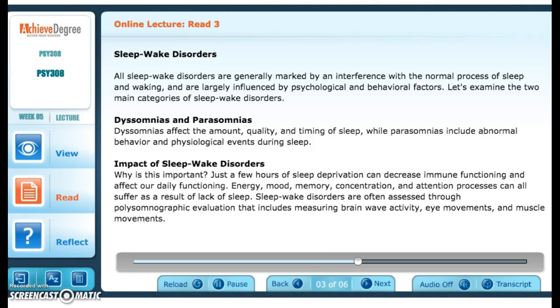Why is this important? Just a few hours of sleep deprivation can decrease immune functioning and affect our daily functioning. Energy, mood, memory, concentration, and attention processes can all suffer as a result of lack of sleep. Sleep-wake disorders are often assessed through polysomnographic evaluation that includes measuring brainwave activity, eye movements, and muscle movements.